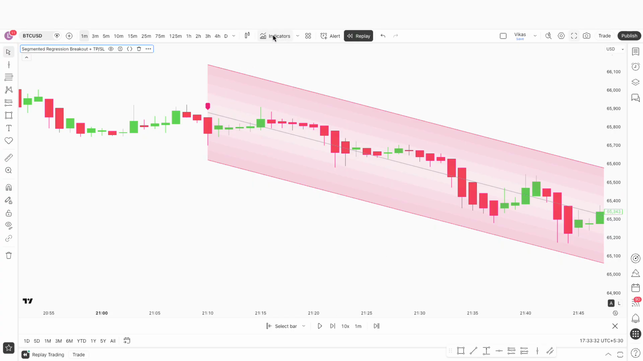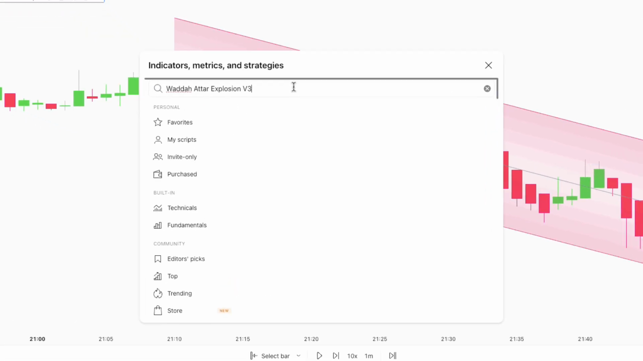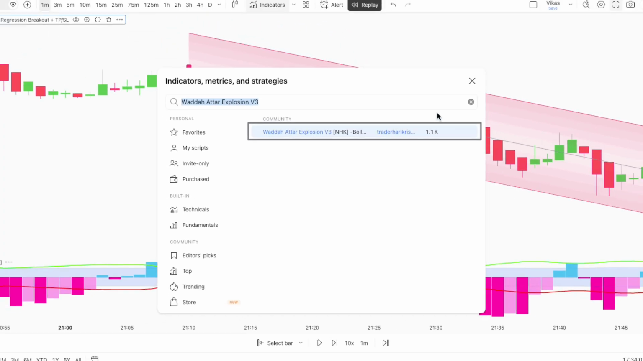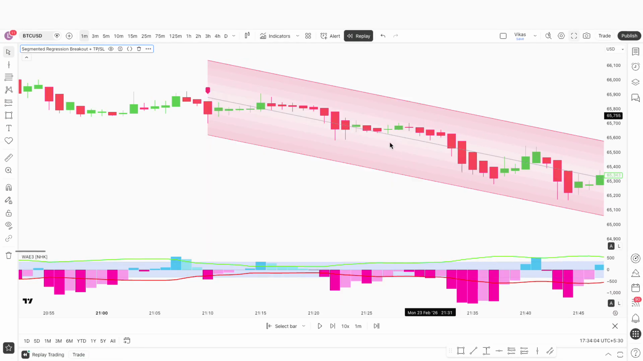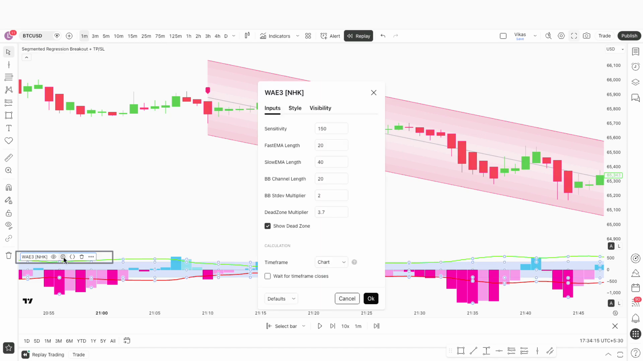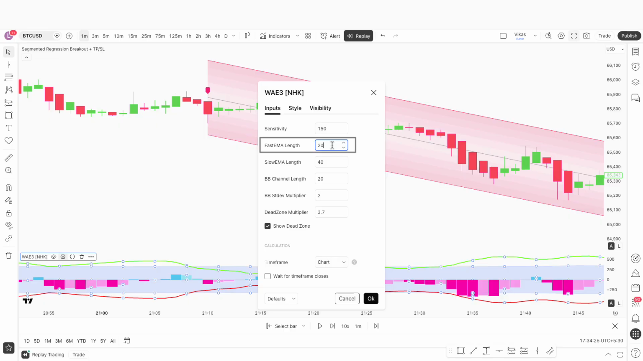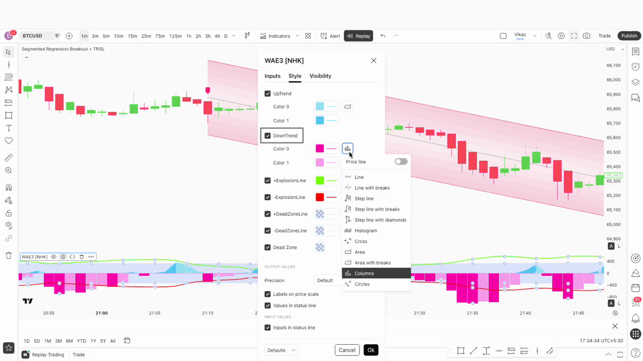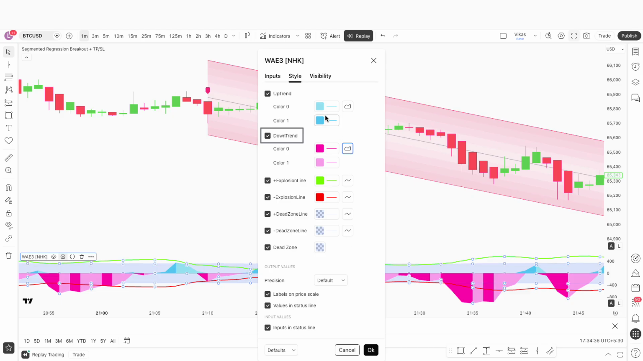Let's go to the indicator search tab, type Waddah Attar Explosion V3, and select this one called Waddah Attar Explosion V3, created by trader Harry Chris. Now let's access the settings of this indicator so we can modify it to suit our strategy. We change the fast EMA length 20 to 24. After that, change uptrend columns to area. After that, change downtrend columns to area. We have to keep these options hidden.